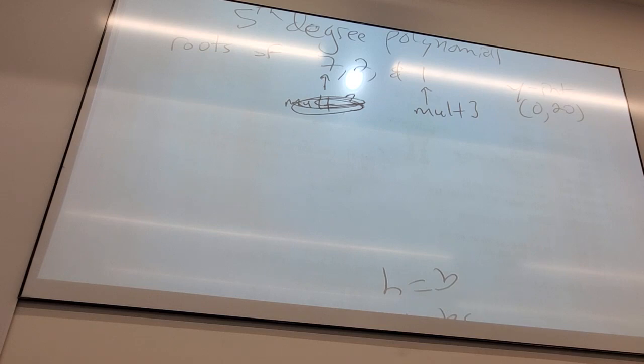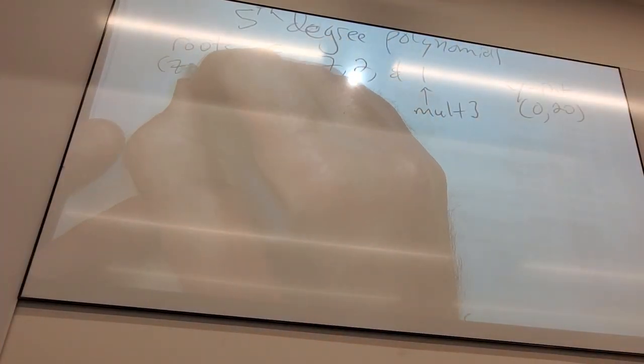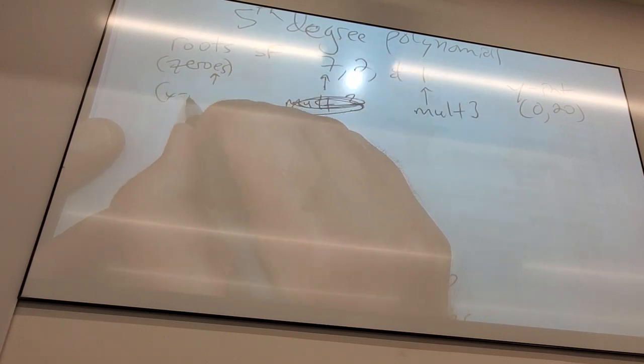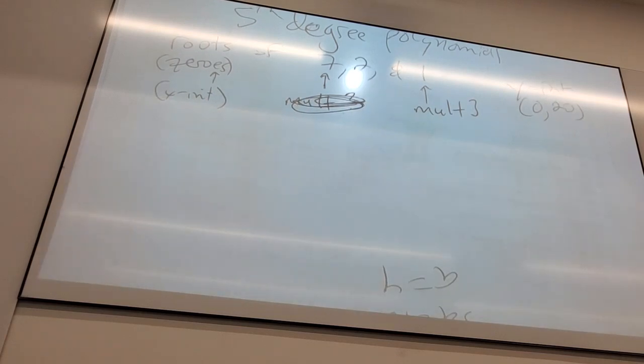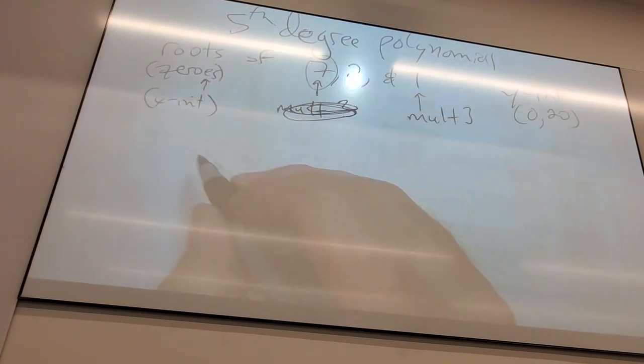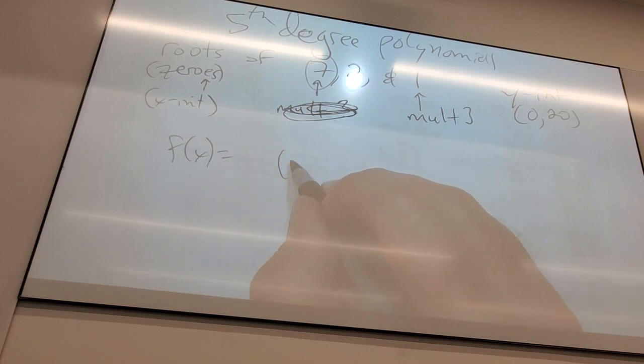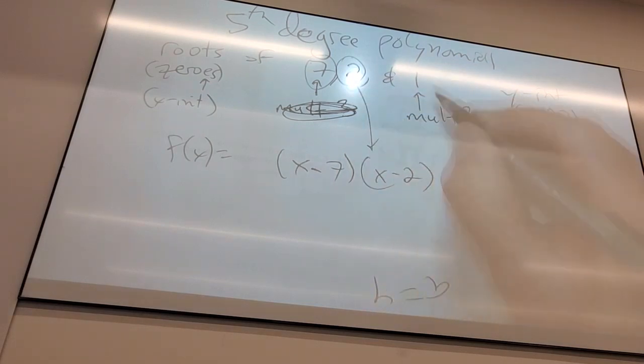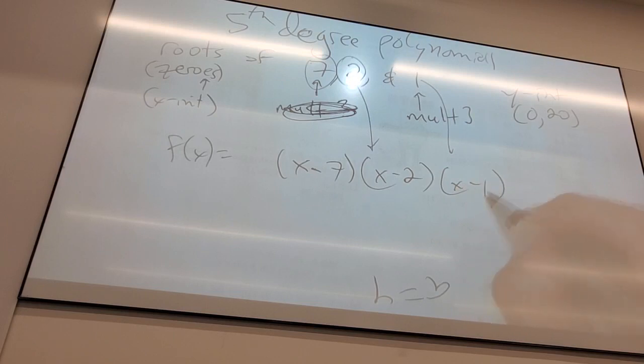Okay. So another name for roots is zeros, and another name for zeros is x-intercepts. They all mean the same thing. So where would 7 come from? x minus 7. Where would 2 come from? x minus 2. And where would 1 come from? x plus 1. No, x minus 1. And it's got to be multiplicity 3, right? Good. Let's do it the third time.